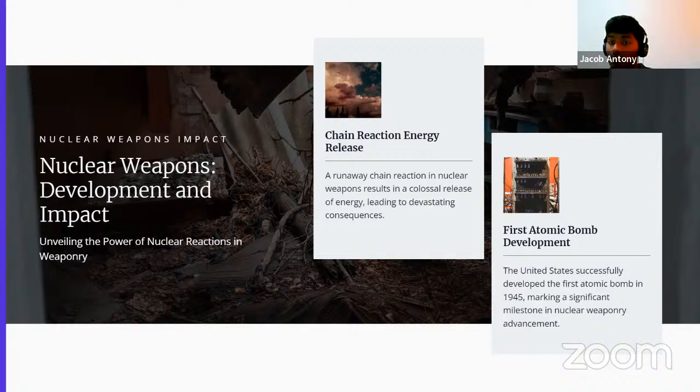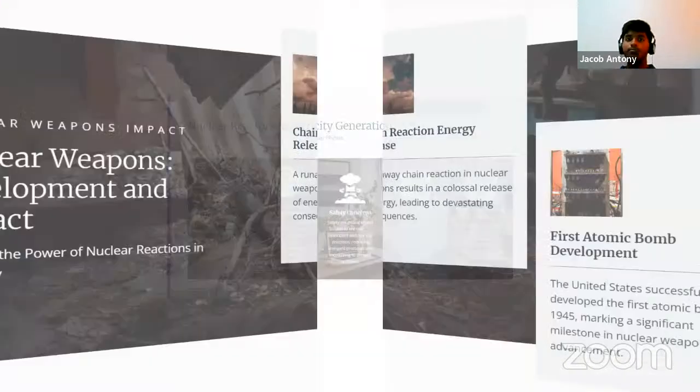And the first ever atomic bomb development. The United States successfully developed the first atomic bomb in 1945, marking a significant milestone in nuclear weaponry advancement.